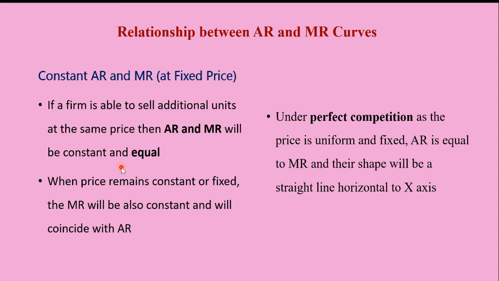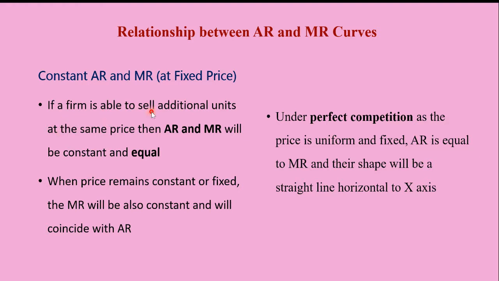If a firm is able to sell additional units at the same price, at constant price, then AR and MR will also be constant. If the firm is able to sell additional units only if it reduces the prices, then AR and MR will be different. So first let us see for constant prices or for fixed prices.